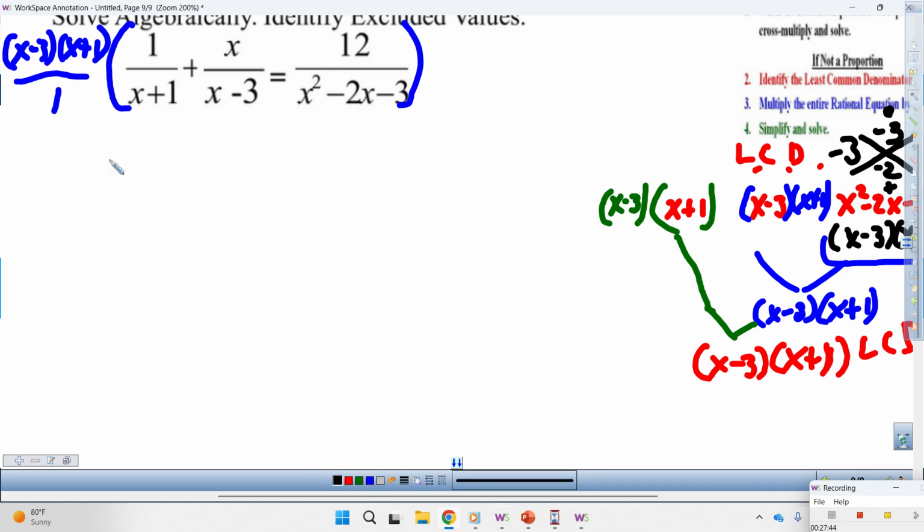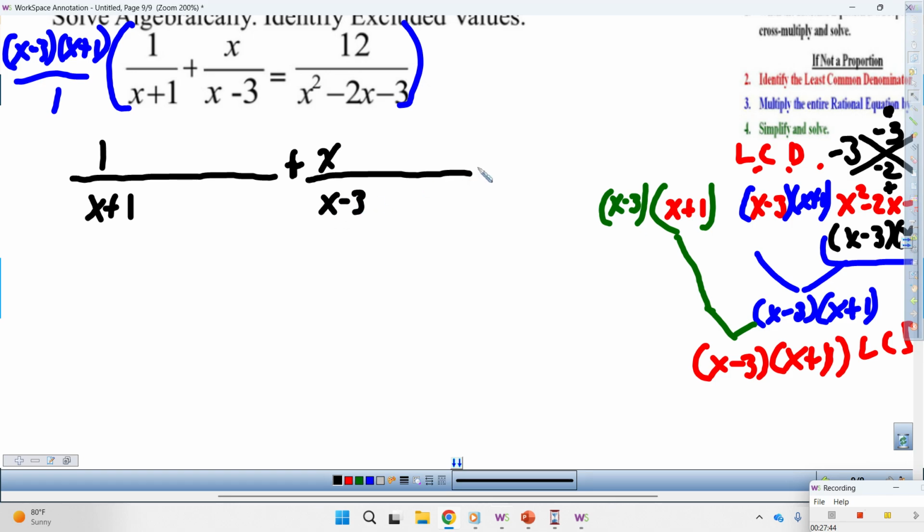Let's rewrite this equation. 1 over x minus 3 plus x over x plus 1 equals 12 over x squared minus 2x minus 3.